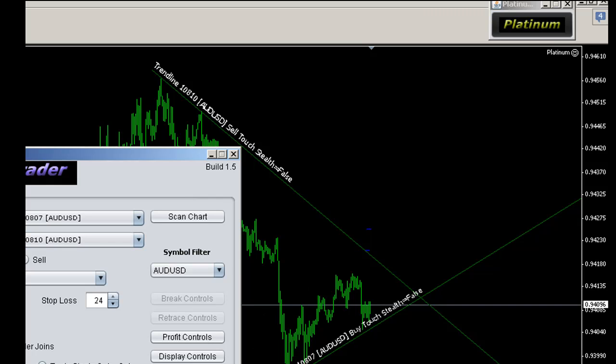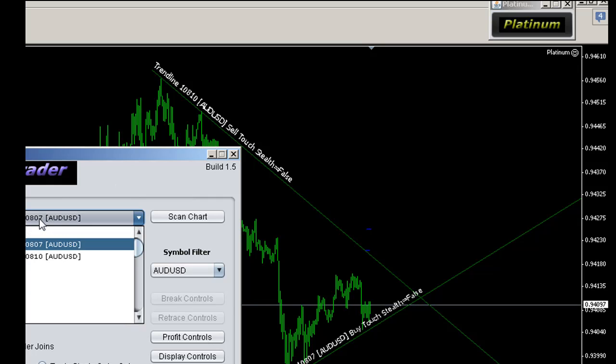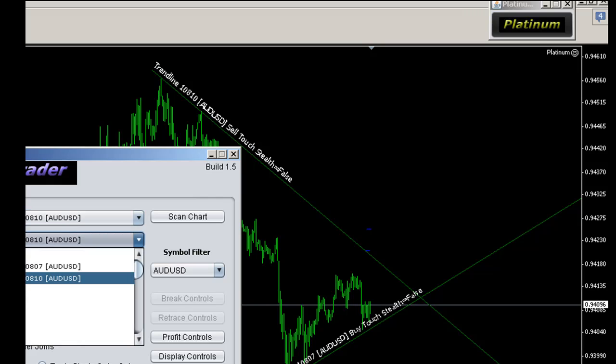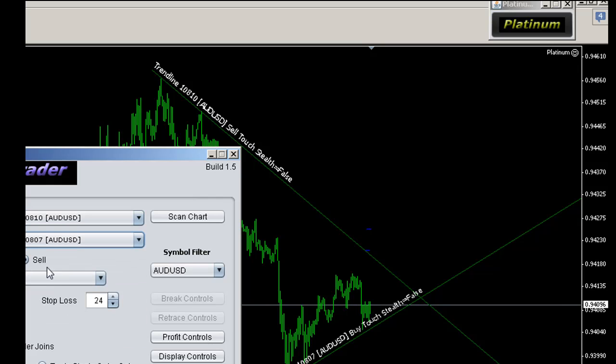And what I'm also going to do is reverse it, so go to 10810 and make 10807 OCO contingent. Okay, so if we go back to our support line 10807 and then increase the sensitivity, so forcing a trade out of this, I'm just going to increase it to say 20 pips.